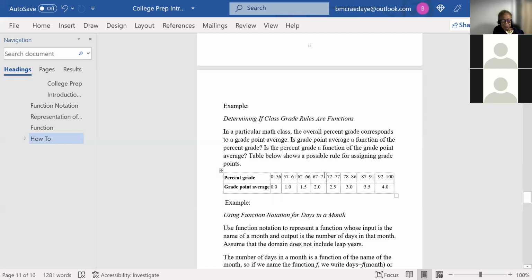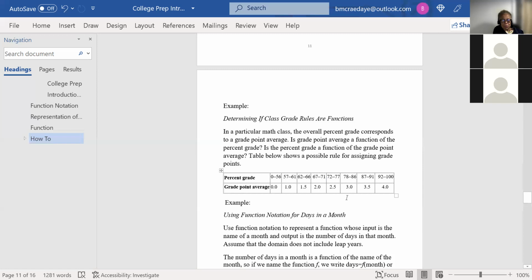Actually, the percent grade determines your grade point average, right? So the percent grade is the input to your grade point average, and your grade point average is your output. The percent grade is your input. So we say the grade point average is a function of the percent grade.